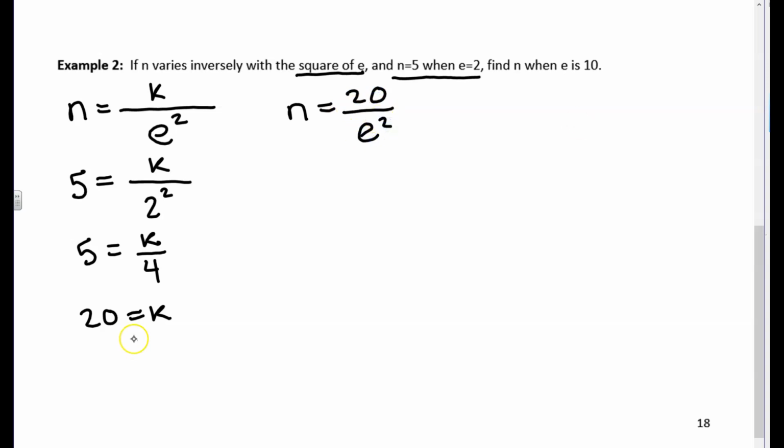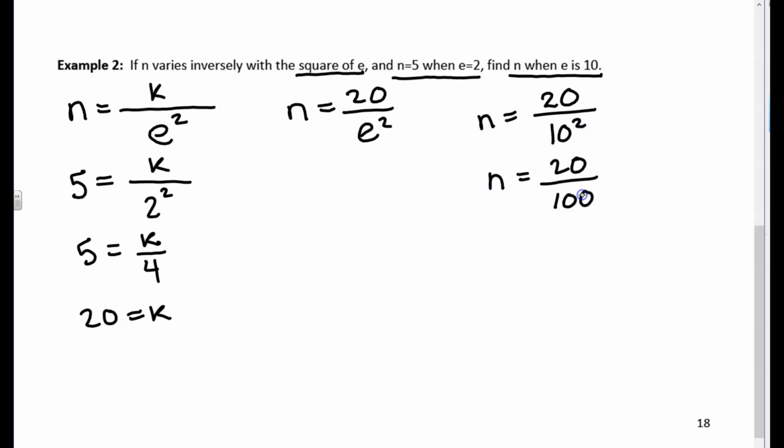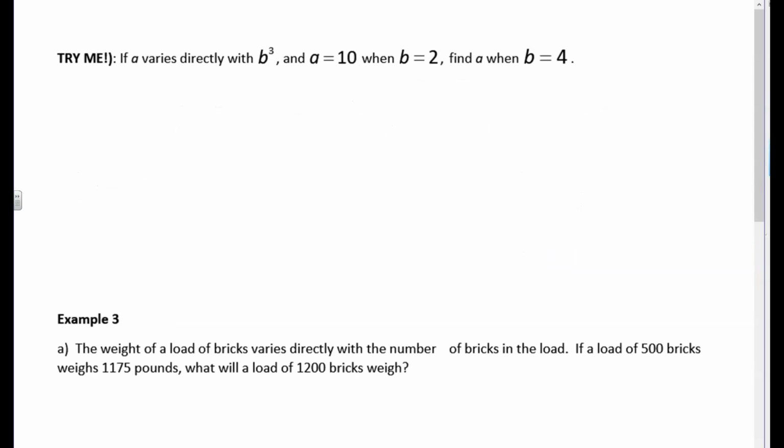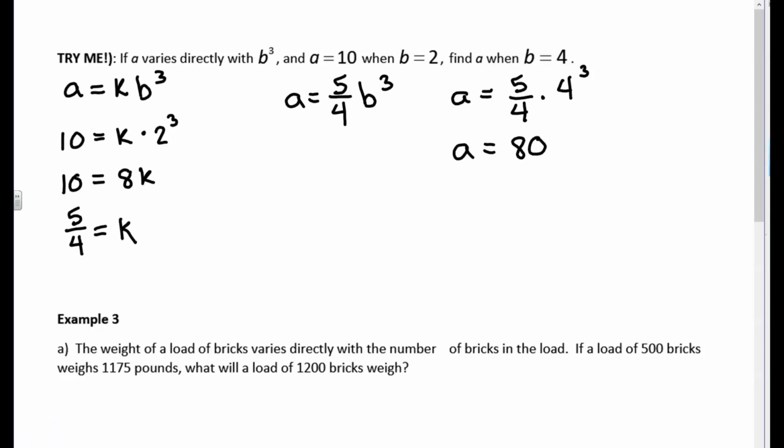So we've got the constant of variation and the equation of variation. Now find n when e is 10. So n equals 20 over 10 squared. N equals 20 over 100, or n again equals 1/5. All right, let's move right along then, shall we? There's a try me. I want you guys now to work this one out on your own. All right, please go ahead and check your answer.